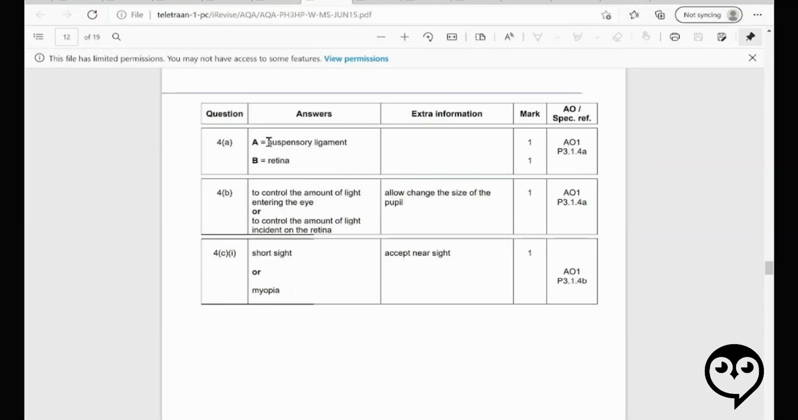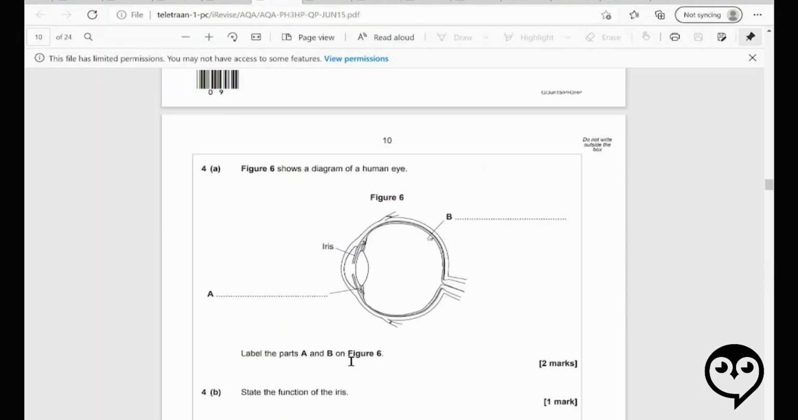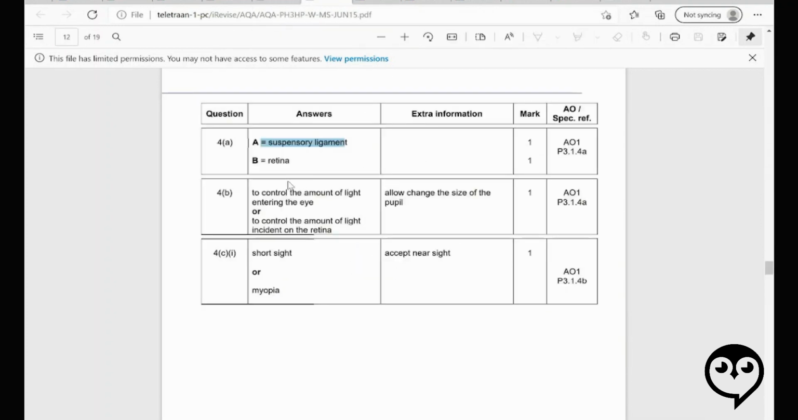If that's what AQA says it is, suspensory ligament, don't argue with your exam board. Go with what they tell you. I'm sure you would have learned that. Okay. Yeah, iris, controls the amount of light entering the eye, the amount of light hitting the retina. That's fine. And we were right.